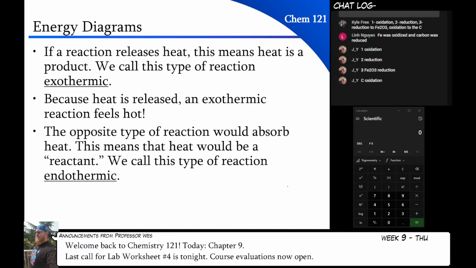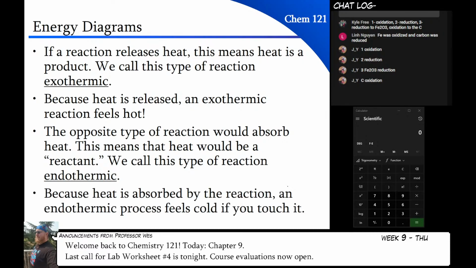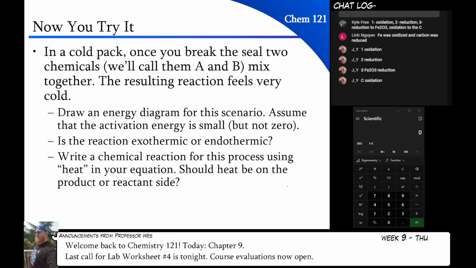And so what I want you to do is consider what type of reaction that would look like. So you're going to do a reaction with A and B, and then heat is going to be in some part of it. So you're going to have something that looks like this. And you need to put the heat on some part for where the heat gets absorbed.